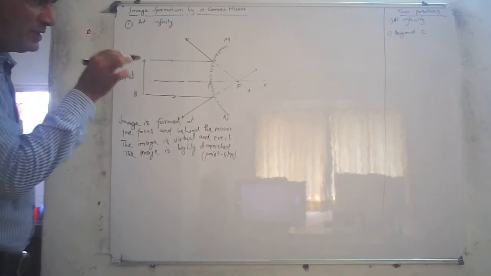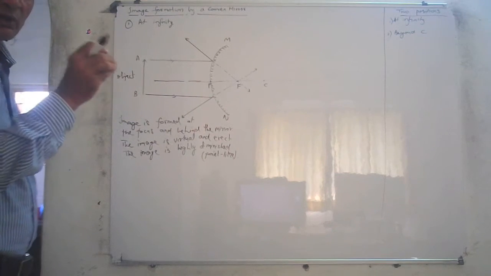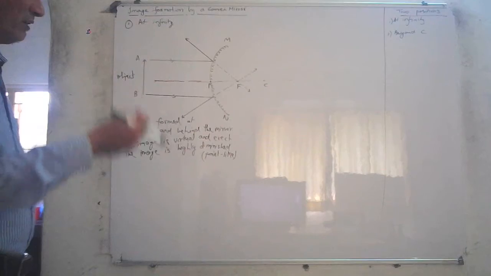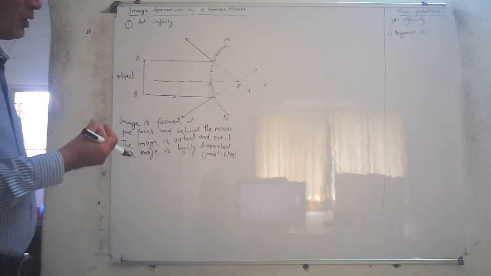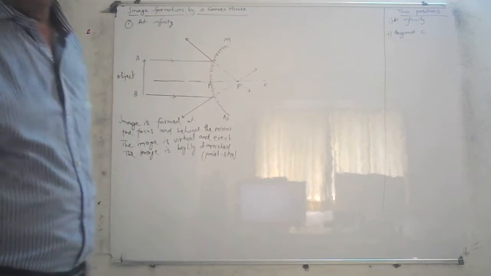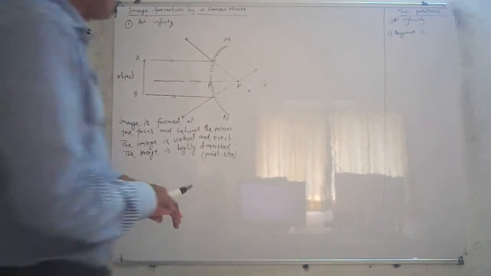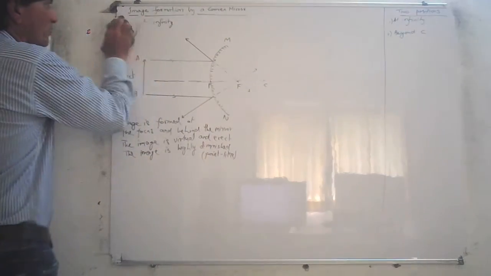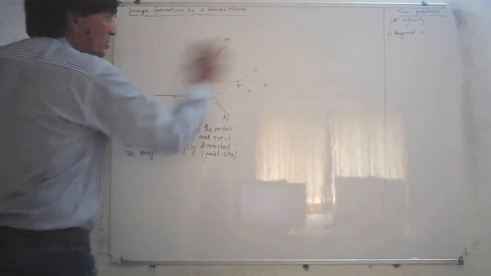Also, it is point-like, which means highly diminished, extremely small. A virtual image, erect image, highly diminished image. Alright? So this is the first position, when the object is placed at infinity. Now what happens when the object is placed just beyond the center of curvature? Now we will examine this position.